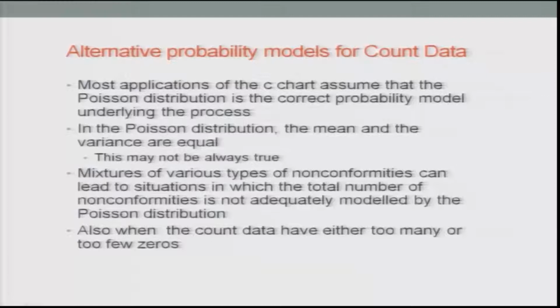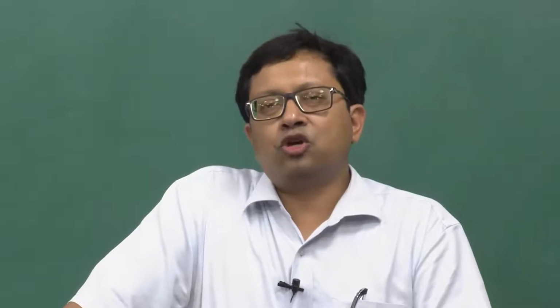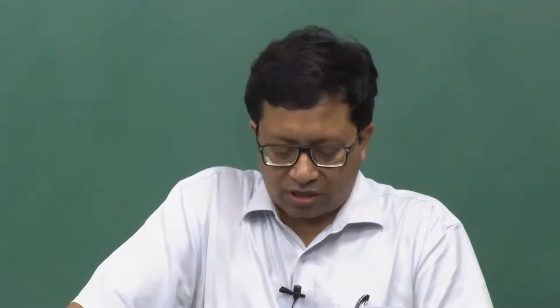So, continuing that, let me read the first bullet point again. Most applications of the C chart assume that the Poisson distribution is the correct probability model underlying the process. So, there would be other distributions for other cases. In the Poisson distribution, the mean and the variance are equal, which may not actually be true in all the cases. So, what we will try to do is find some other distributions which mimic the so called population characteristic based on which we are trying to do the study.